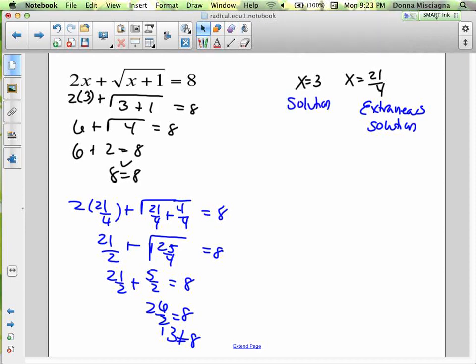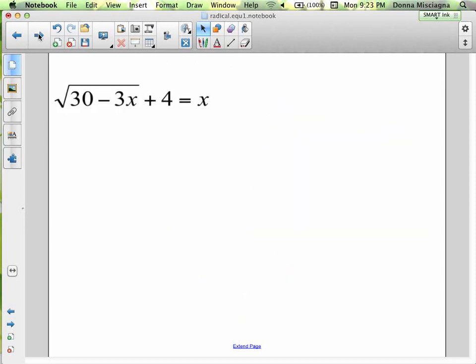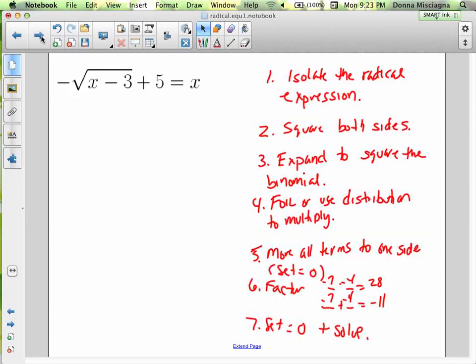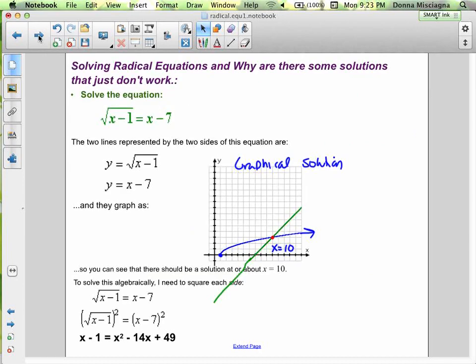All right, on to the next page. This might be the last one. Nope, 2 more. Right, and then a little recap.